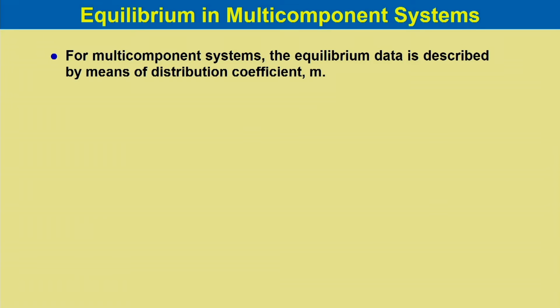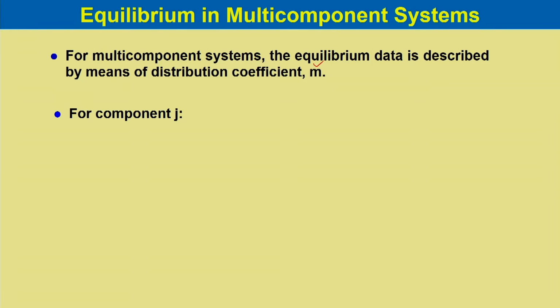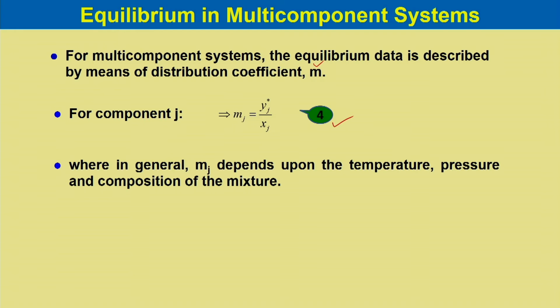For multi-component systems, the equilibrium data is described by means of a distribution coefficient, which is m. For component j, we can write mj is equal to yj* divided by xj. So, this is defined by equation 4, where in general mj depends upon the temperature, pressure and composition of the mixture.